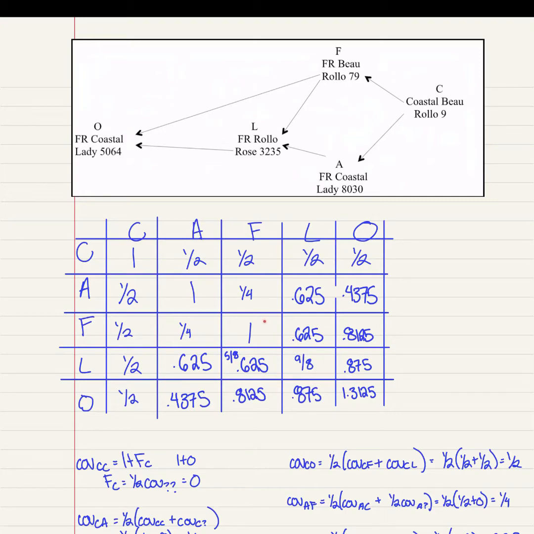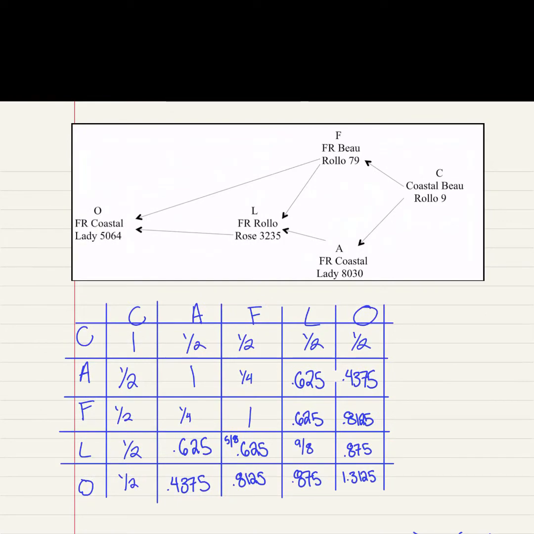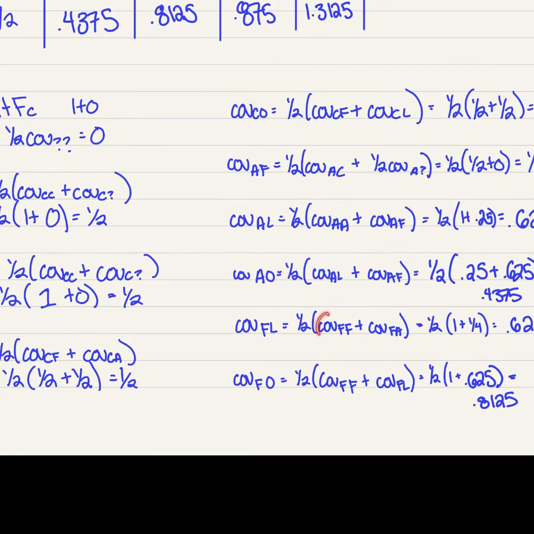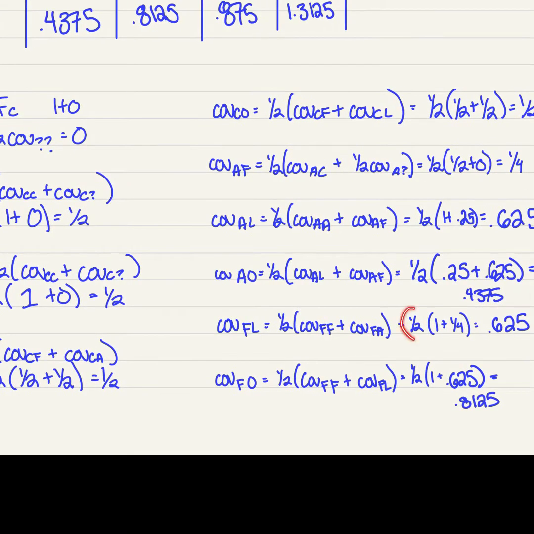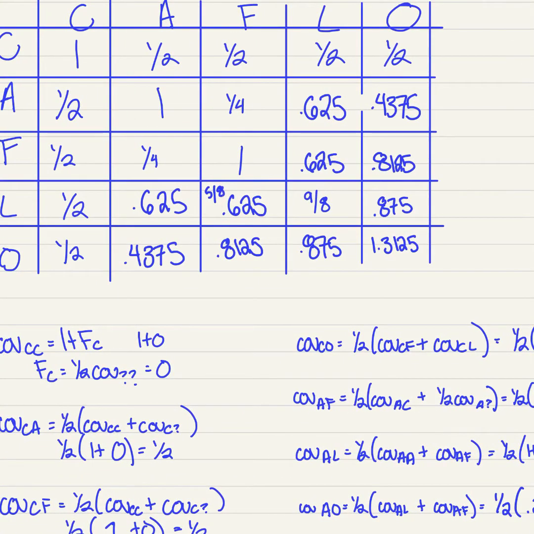We already went over why this is 1, so all we have is F and L, the covariance between F and L. L's parents are A and F. So the covariance between F and L is going to be half the covariance of F with itself, plus the covariance of F with A, which is the same as a half times 1, because the covariance of F with F is 1, plus a quarter because the covariance of F with A is a quarter, and that is equal to 0.625, which is right here. It's also the same as 5/8, that's why I have that written there.